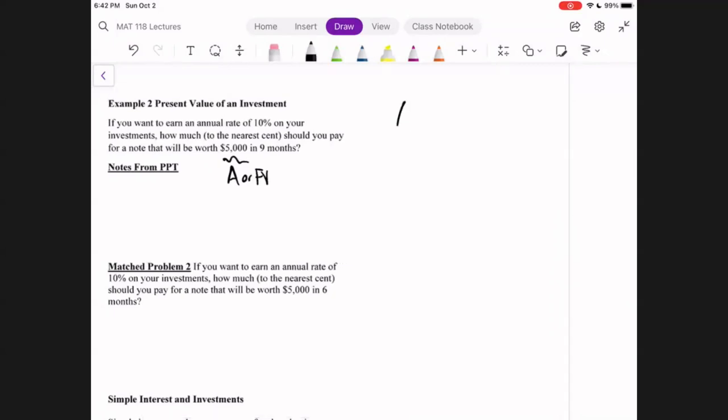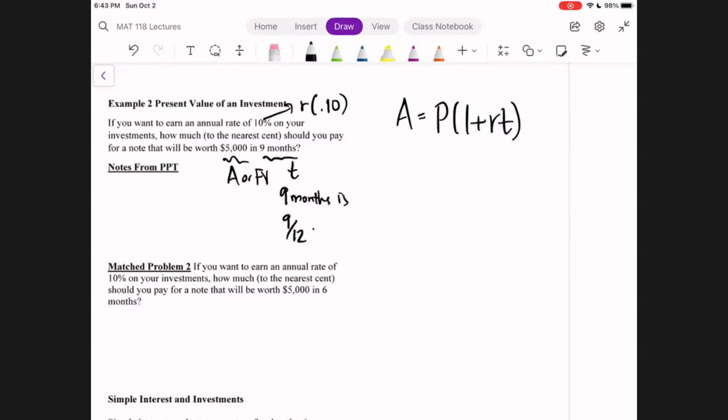Remember, we're going to use this formula here. I want the rate to be 10%, so this is my R, and remember this would be as a decimal, 0.10. And I want my time to be 9 months, which is 9/12 of a year, because there are 12 months in a year. So let's plug all that in. A is 5,000, because that's how much I want in the future, and I'm asking how much I should invest now.